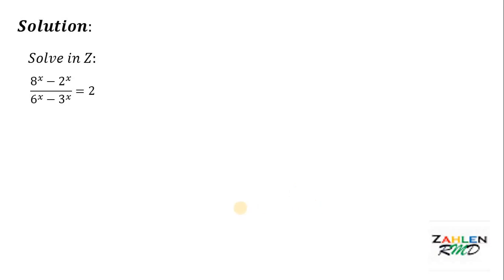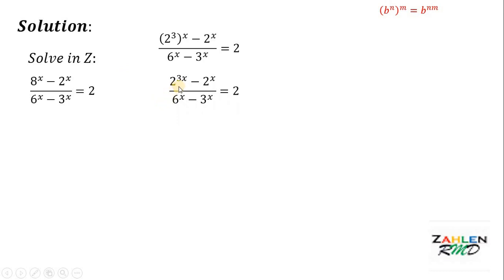Our goal in this question is to solve for the value of x, and we know that x is an integer. To start with, notice that 8 can be written as 2 cubed. Therefore, we have (2 cubed) raised to x minus 2^x all over 6^x minus 3^x equals 2. Now at this point, we will use a law of exponents. If we have (b^n)^m, it is equal to b^(n times m). Therefore, our numerator becomes 2^(3x) minus 2^x.